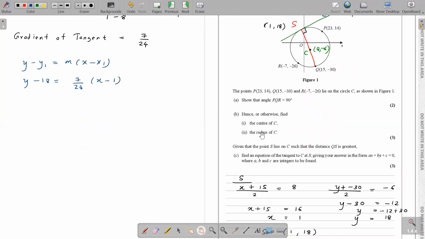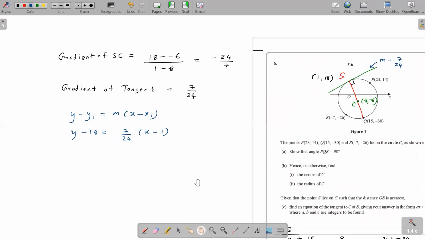Have they told us any particular form? Yes, they have told us to give the form ax plus by plus c equals 0, where a, b, c are integers to be found. Shall we move 24 to the other side? Multiply y into 24 is 24y. 18 times 24 is minus 432, and open the bracket here with 7. The 24 is gone. Now you open the bracket with 7. I get 7x minus 7 into 1 is minus 7. So I get here 24y minus 7x, and I get here minus 432.